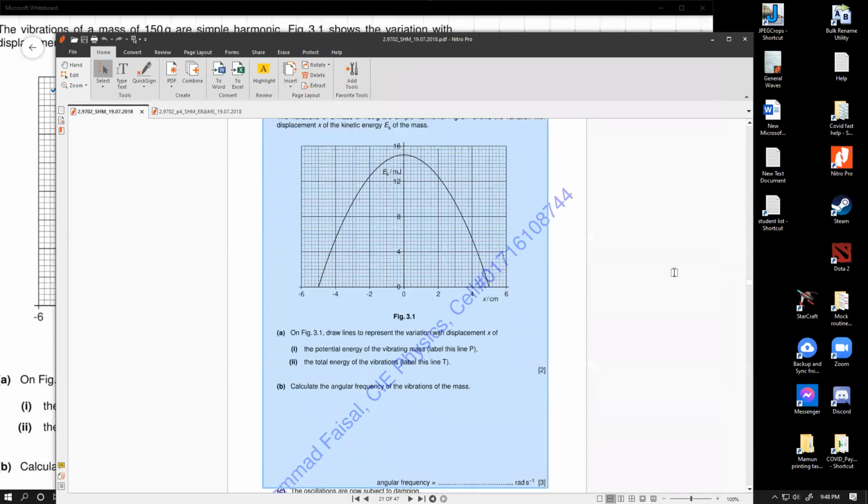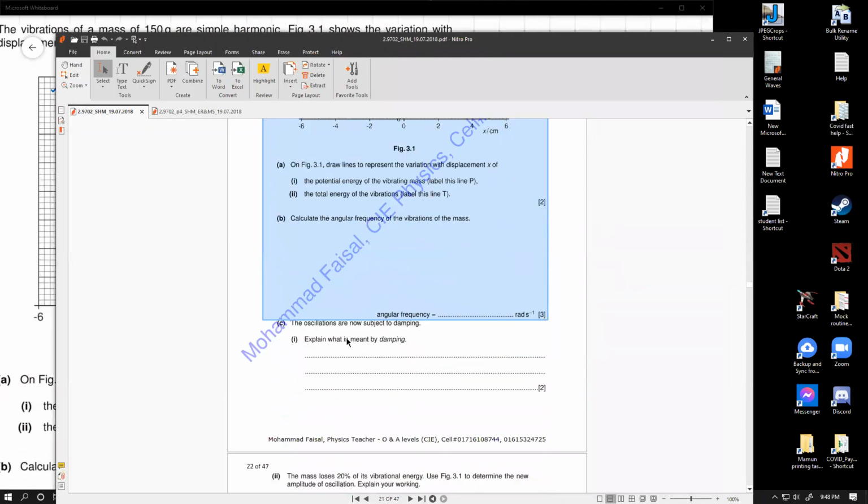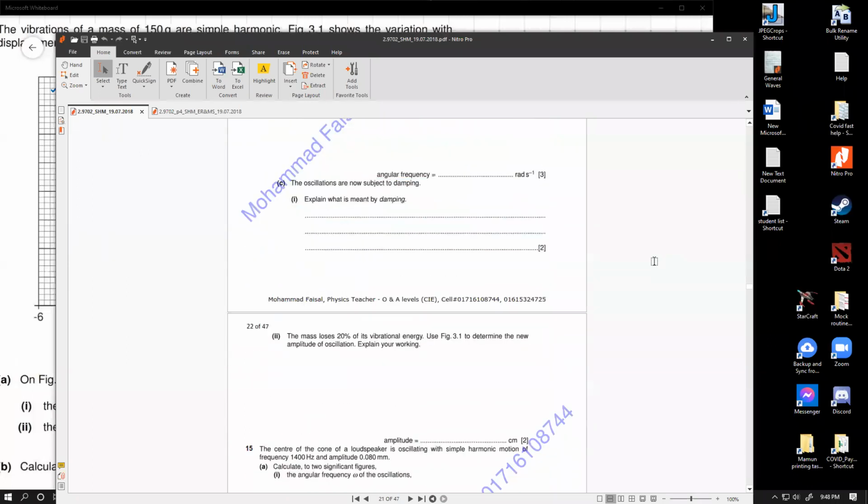The question further says, the oscillations are now subject to damping. Explain what is meant by damping. So you just have to provide the definition for damping over here, write that up.